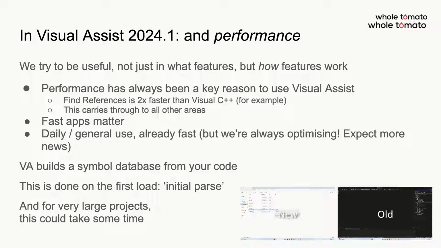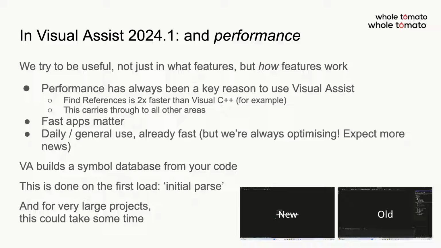So let's get on to the big change in this release, performance. Visual Assist has always had a big focus on performance. Find References, which is one of the key navigational search tools, is about twice as fast using Visual Assist as it is using the inbuilt one in Visual C++, for example. And that focus carries through to all areas. We believe Visual Assist needs to be well written. After all, we're devs and we take pride in our app. We think it should be obvious it's good software. Plus, of course, fast performance is very useful for you.